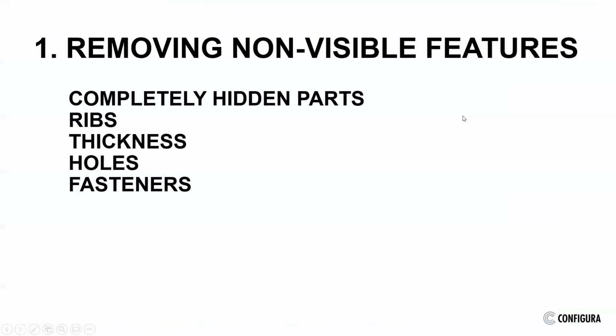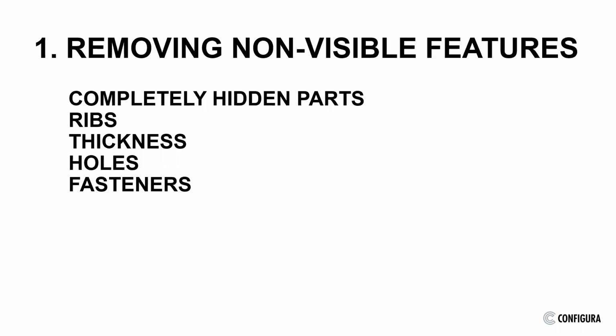So the first tip is basically removing all these non-visible features. A few examples are the hidden parts. You might have something that is hidden behind an upholstery; remove those. You might have a spring or something inside the mechanism of a chair, for example; remove those. You can remove mechanical ribs, thickness, holes, and fasteners. I'm going to show an example for each of these cases.